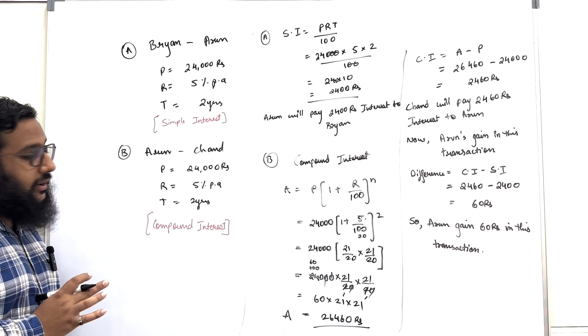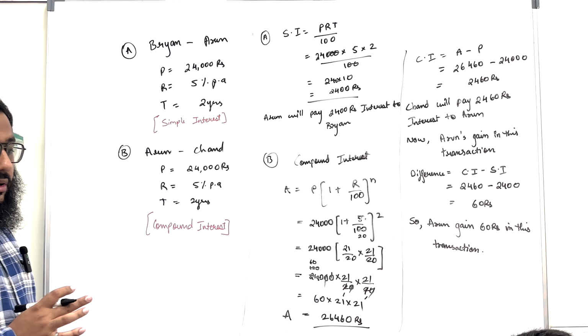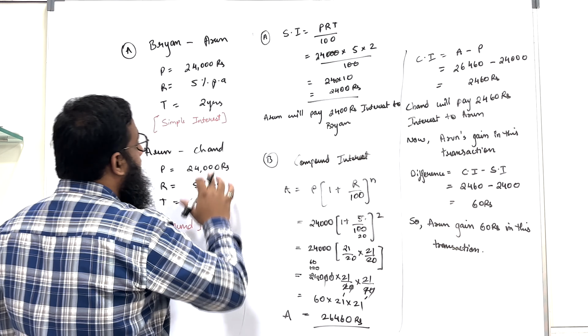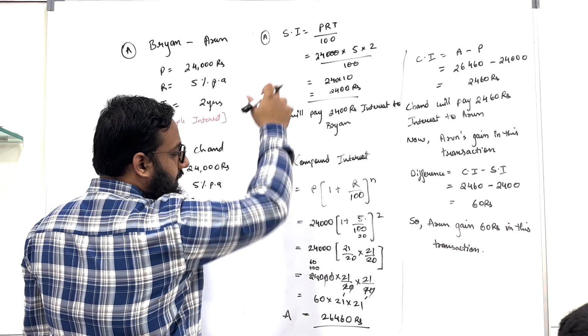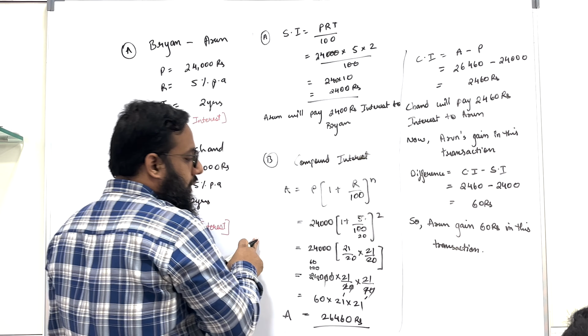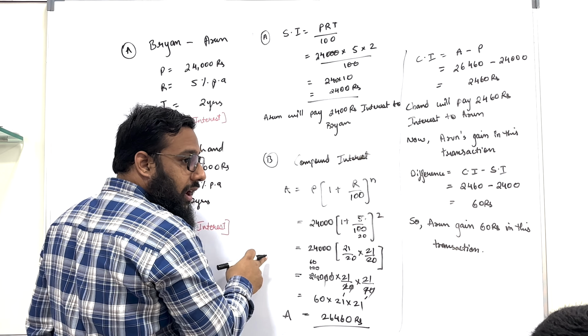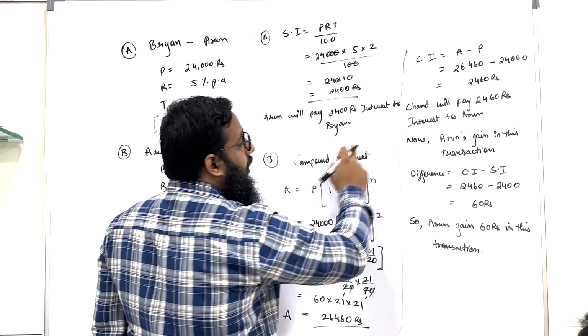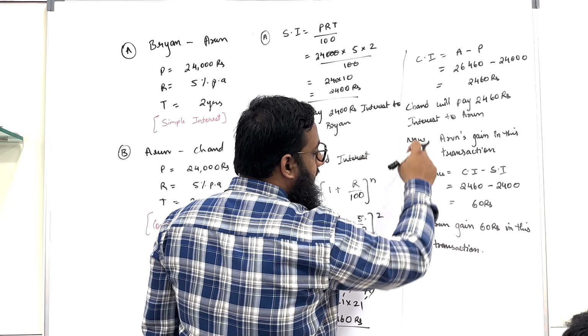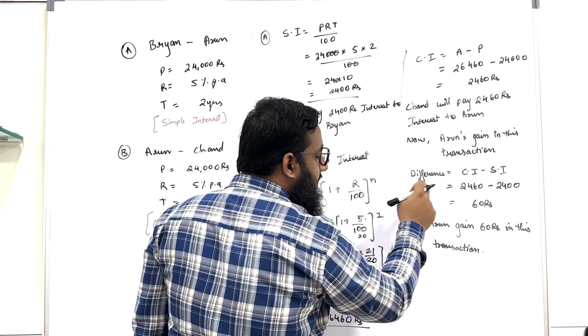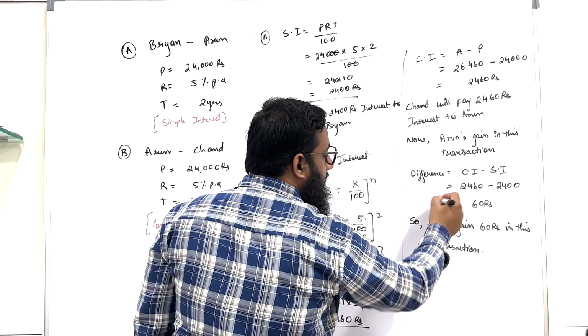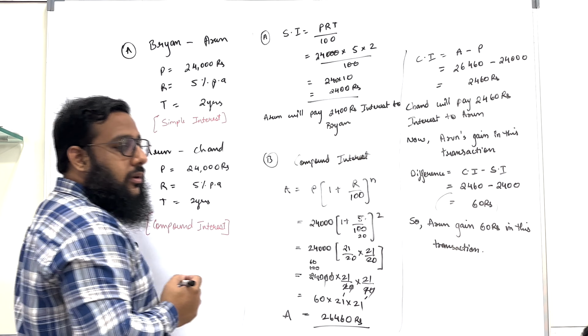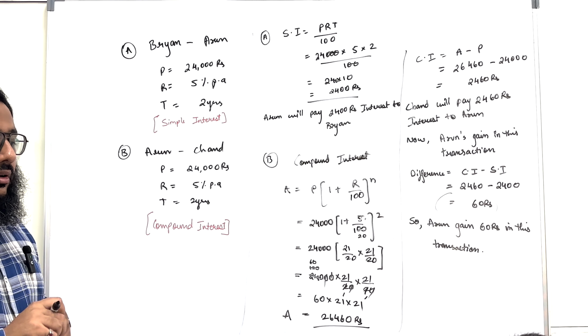So this is how it is done. First you calculate simple interest, then compound interest. In compound interest you will find the amount, and from the amount you will calculate the interest, and then we will take out the difference, and from the difference we will get the gain. Okay. Done.